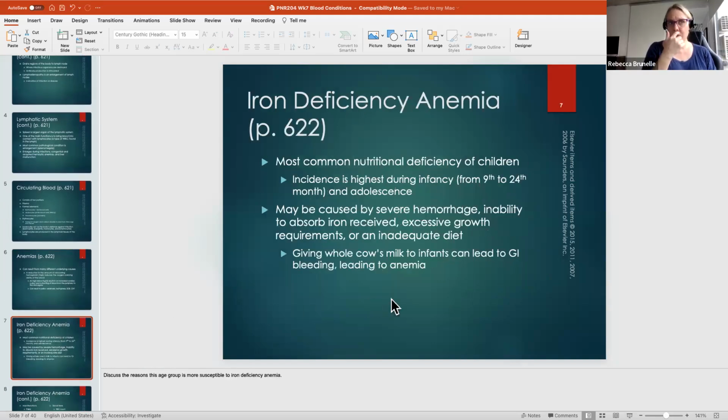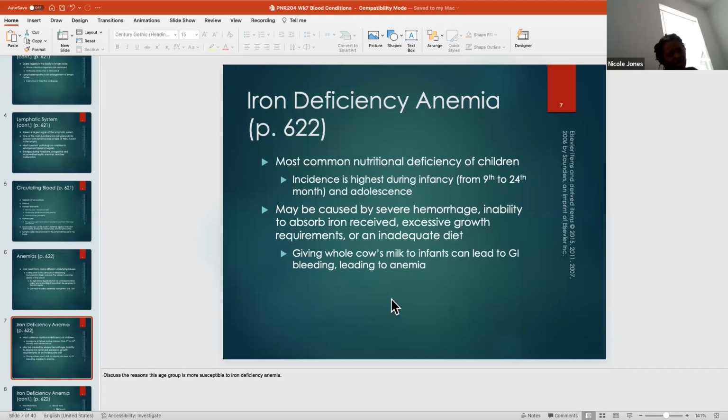So iron deficiency anemia, we've talked about it a couple times in this class. This far and away, this is the most common type of anemia in children. And we talked about a couple of reasons. So who can tell me why we don't want to give cow's milk to children under a year? Why does that lead to anemia? What's wrong with cow's milk?